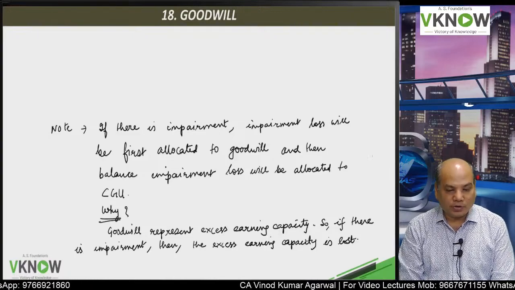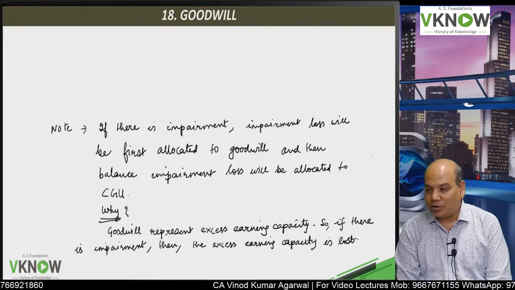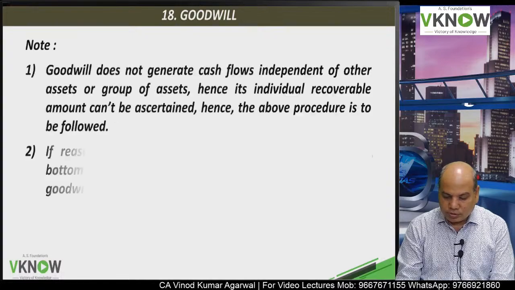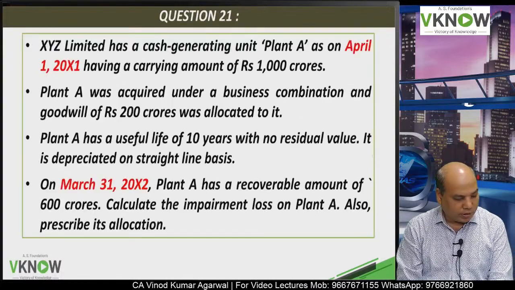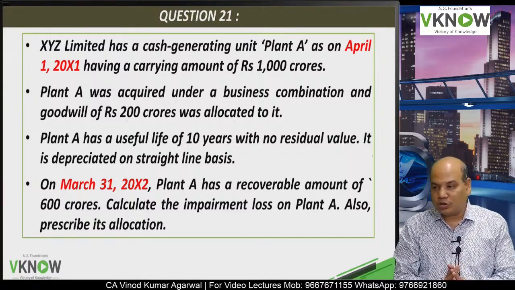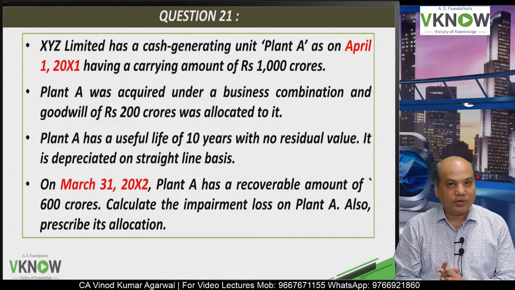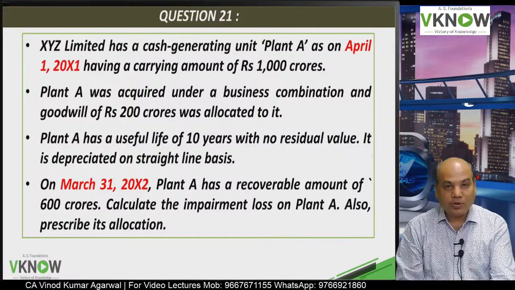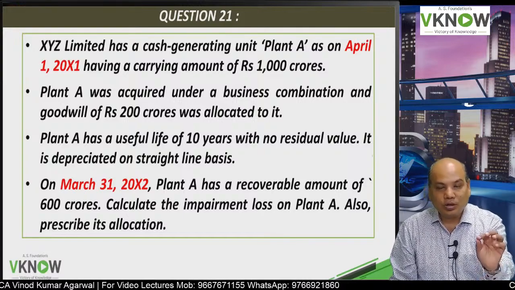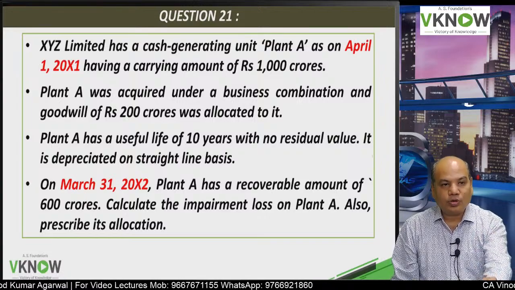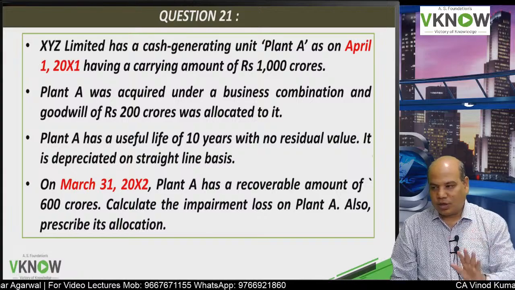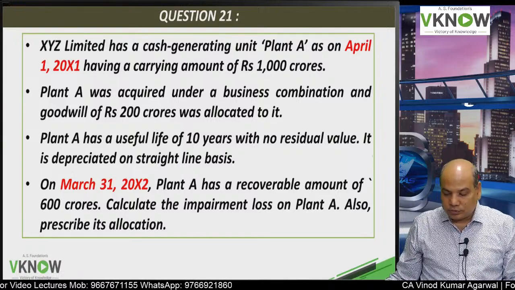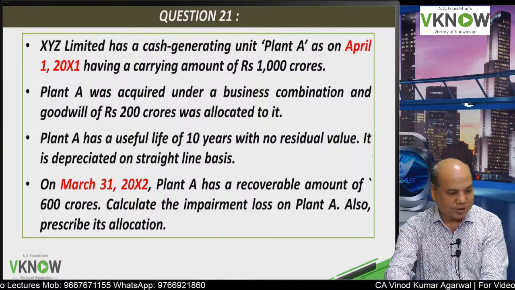Hence goodwill is impaired first. Is it right? So I have written all this in your book. Now we'll take question number 21. With the help of questions 21, 22, 23, because I need numbers, I will be able to explain how to compute impairment loss for goodwill and how to allocate it. So I am using the actual question to explain it to you.